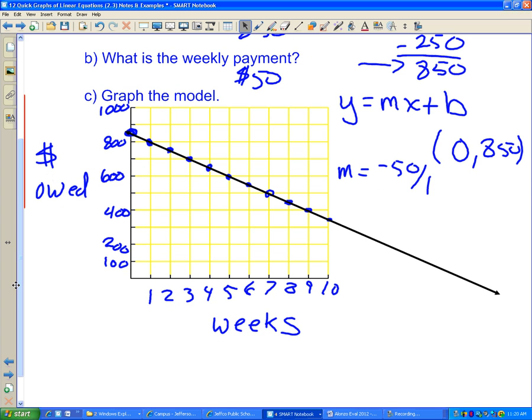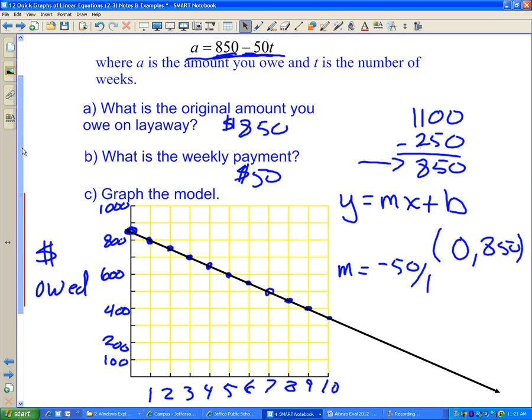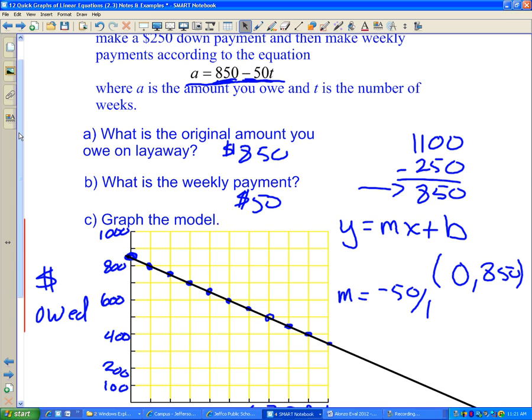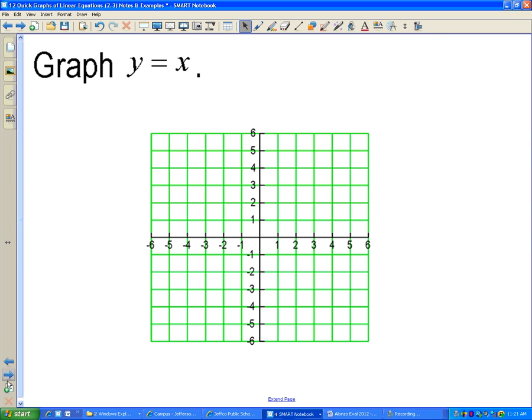So that's graphing the model. I graphed it by hand. If you really wanted to, you could plug this into your calculator and graph it, but that's how I graph it by hand. The original amount is $850. Weekly I pay $50, so it's a negative slope. I'm owed less and less every week. That's how I would do something like this by hand with a quick graph.